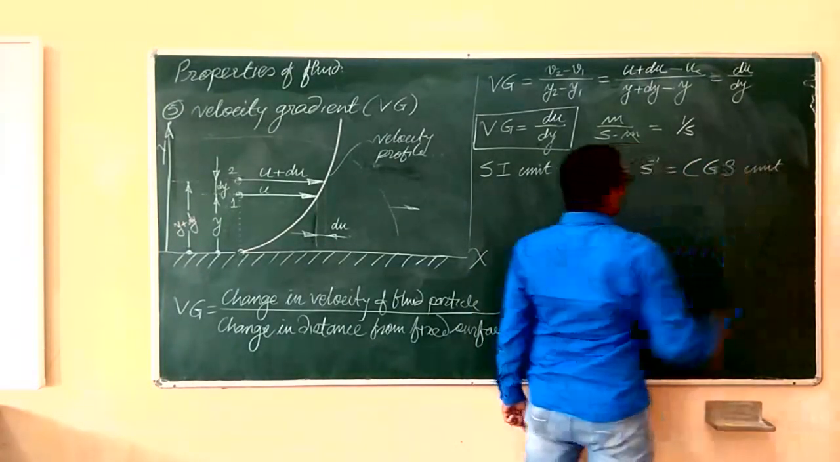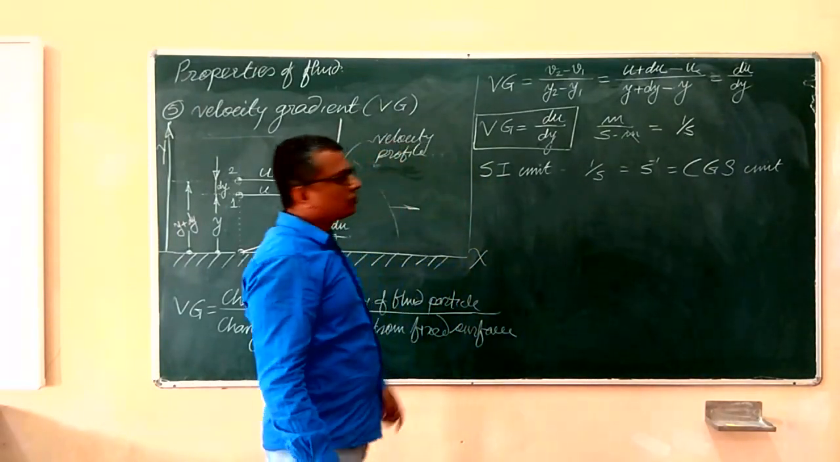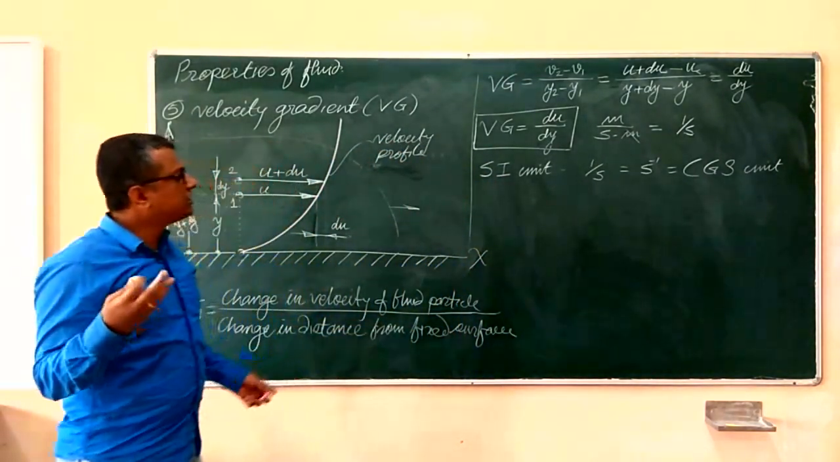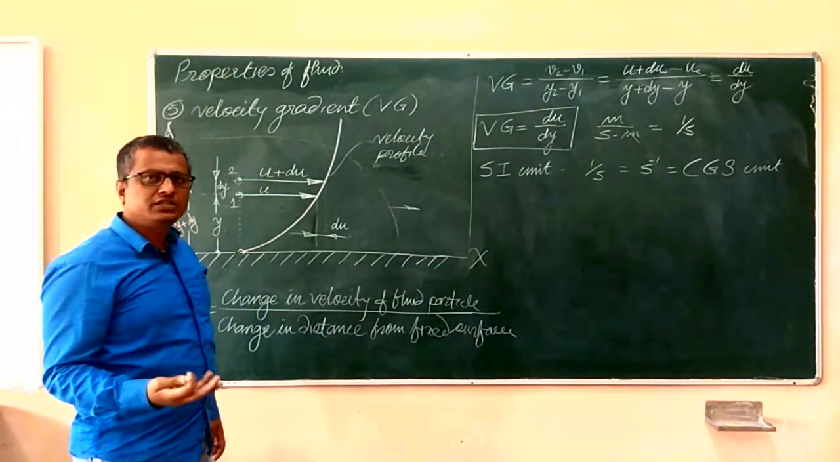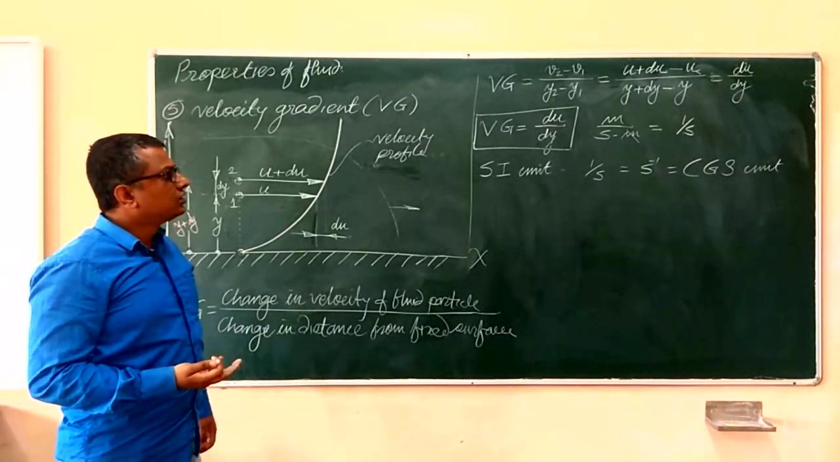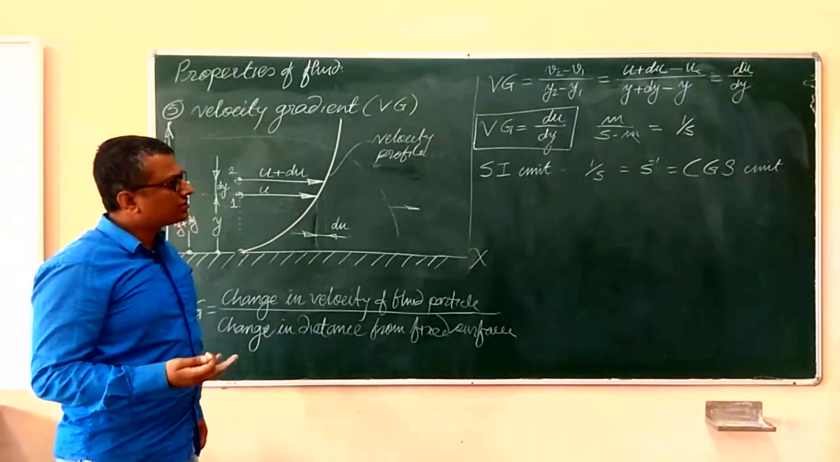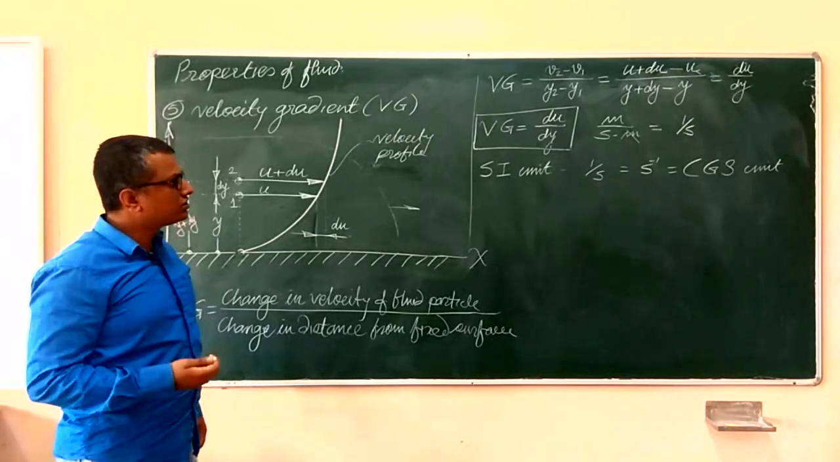Since time is the only entity over there, time is measured in SI unit in terms of second. In CGS also it is in second. So the SI unit is second inverse, and the CGS unit is also second inverse.